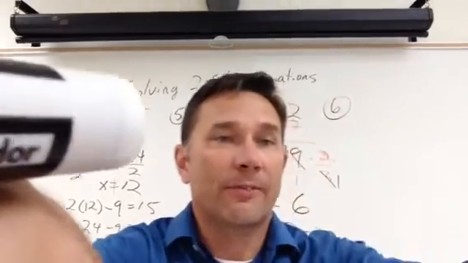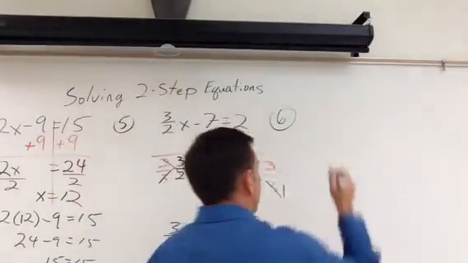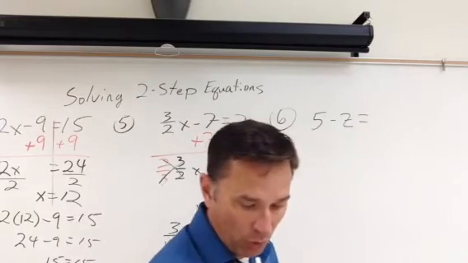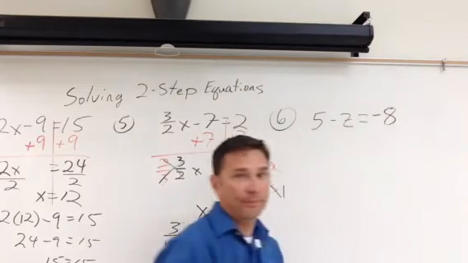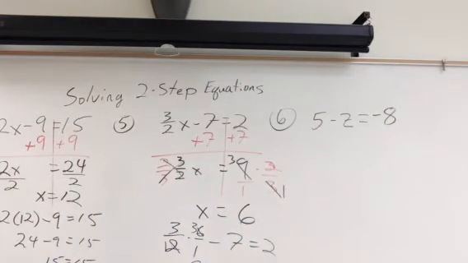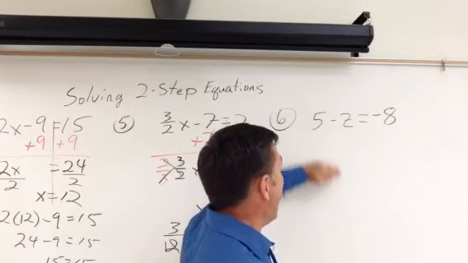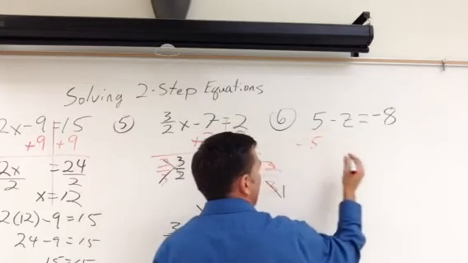Now this is a little bit different. It might look a little weird. 5 minus z equals negative 8. Now here, the number is in front of the z. There is subtraction there, but the subtraction belongs to z. It does not belong to 5. So we want to add the opposite. The opposite of 5 is negative 5.